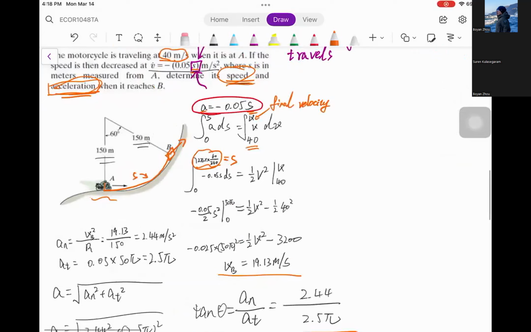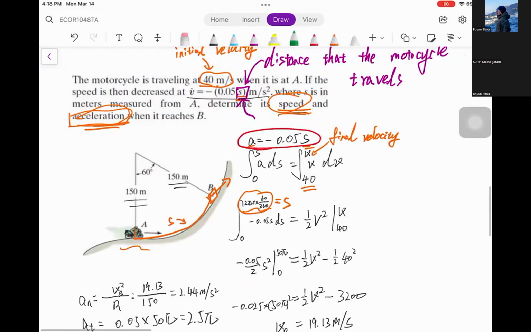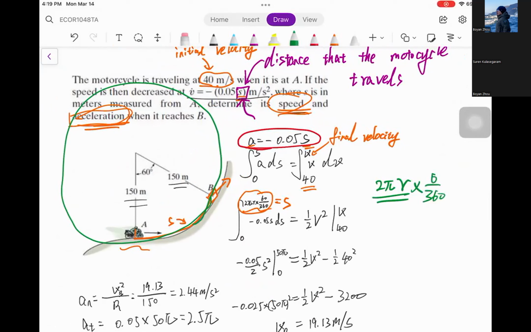So this one, you can imagine, is a perfect circle. And then 2 pi r is equal to the length of the circle, and 60 over 360 is only this segment. So that is where 60 over 360 comes from.